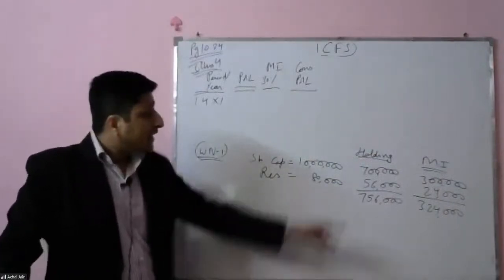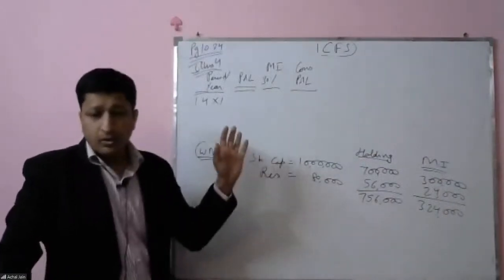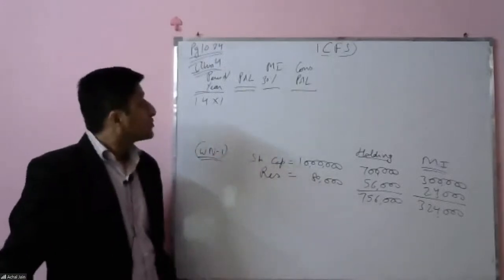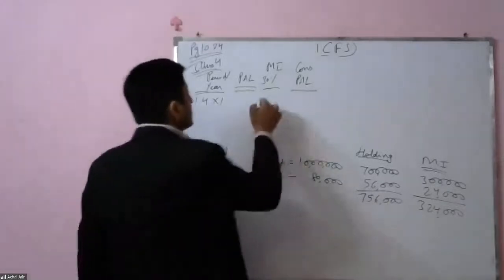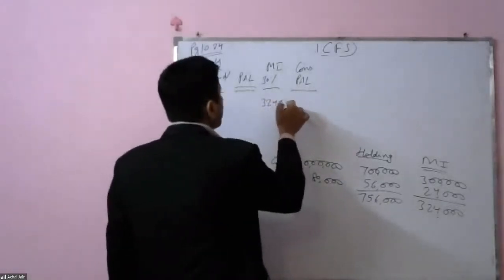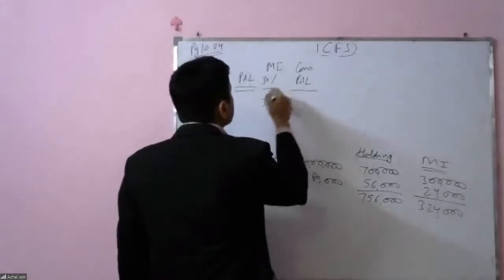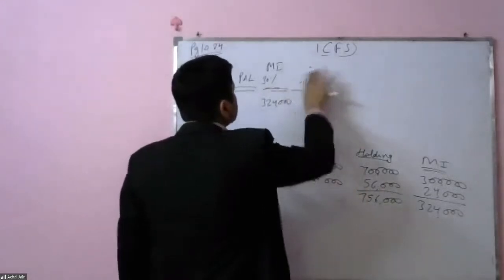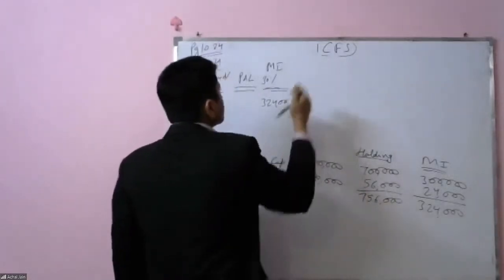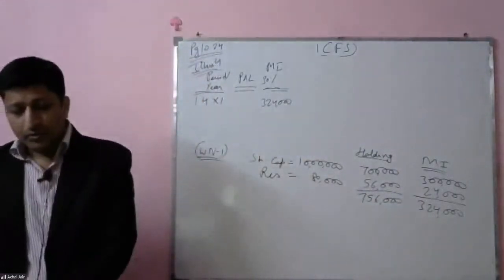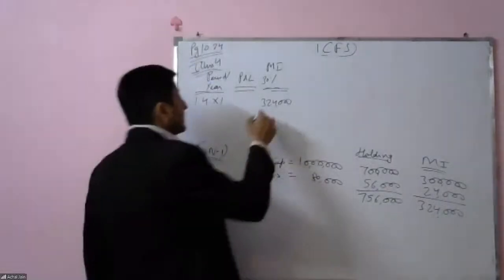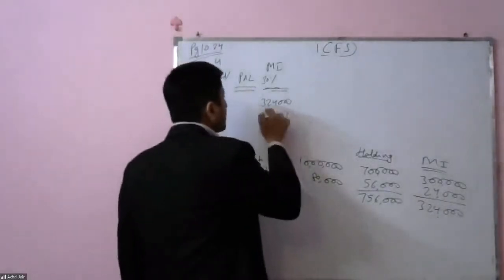So minority amount is computed on the date of acquisition. We can move this amount over here, 3,24,000, giving the reference of working note number 1. Now just remove this part because we need space for this.